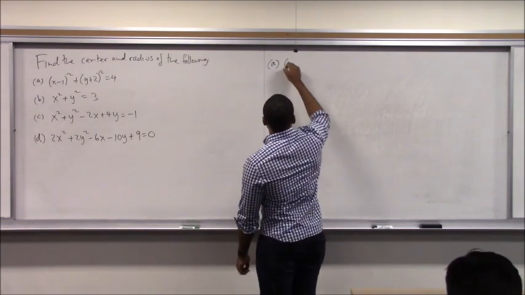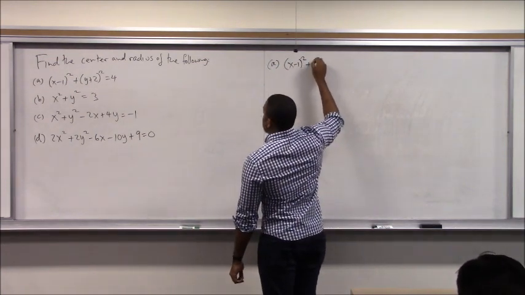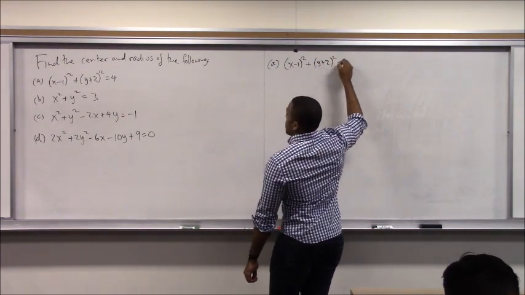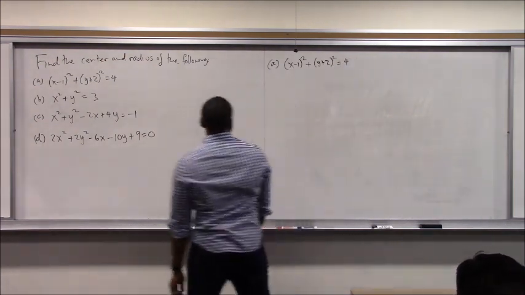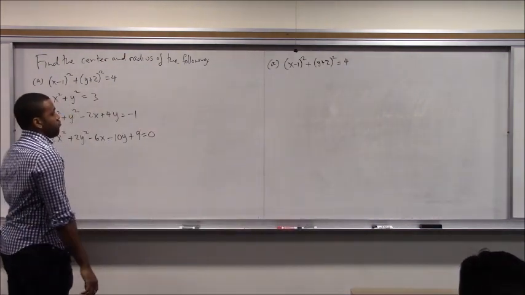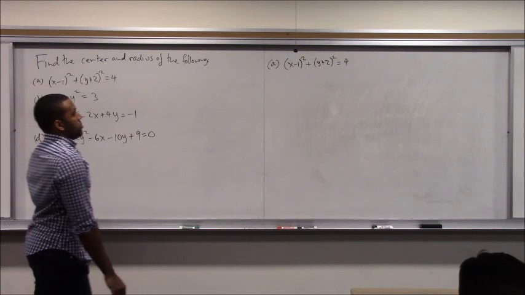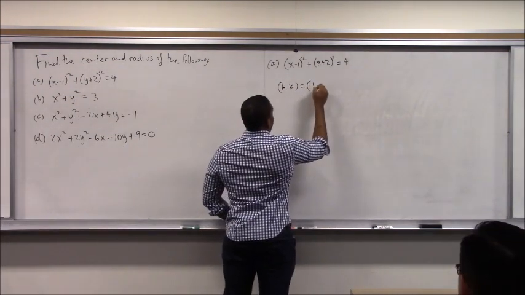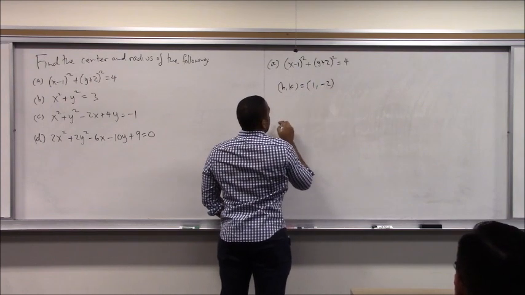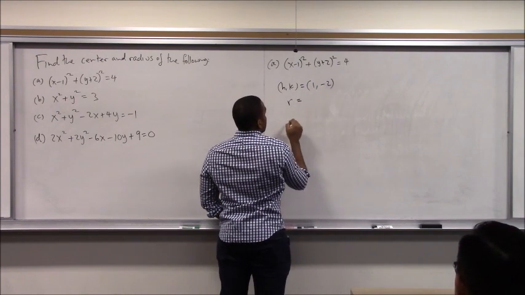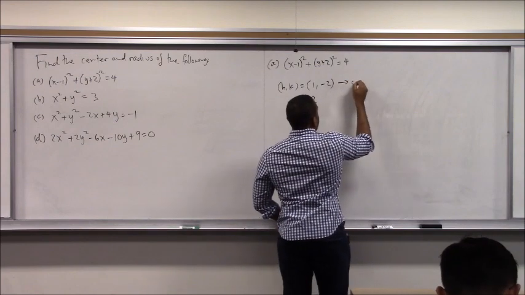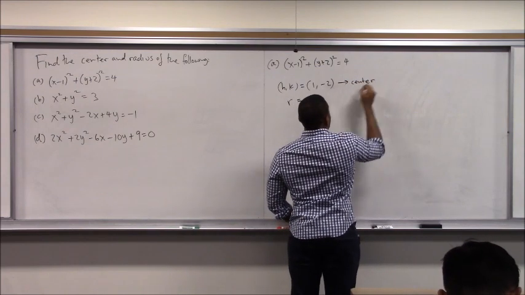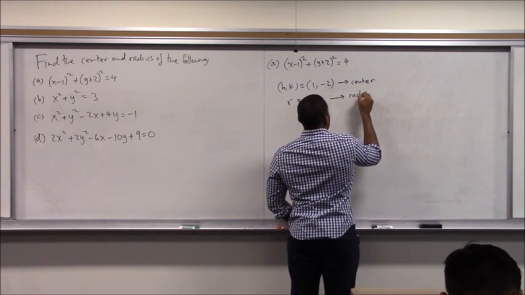A. What's the center and radius of this one? h comma k equals 1, -2. What's the radius? 2. This here is the center, and this here is the radius.